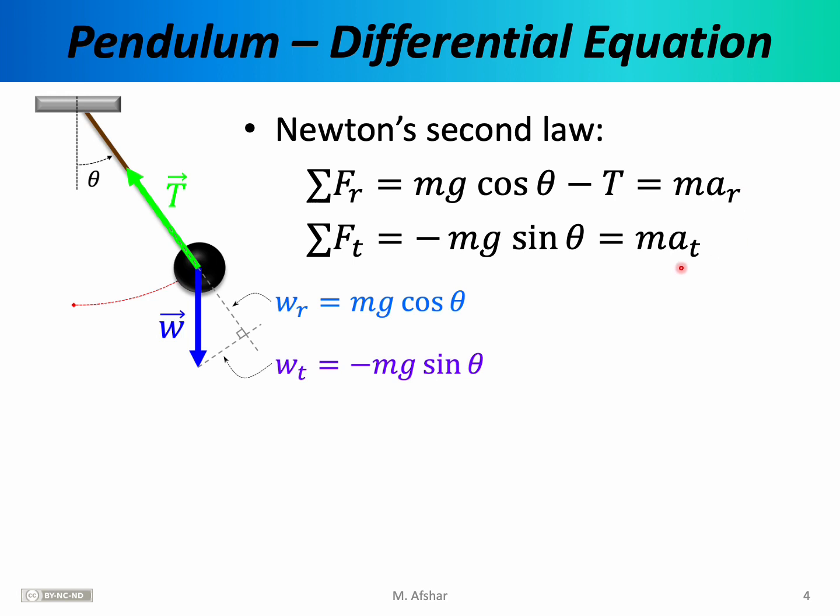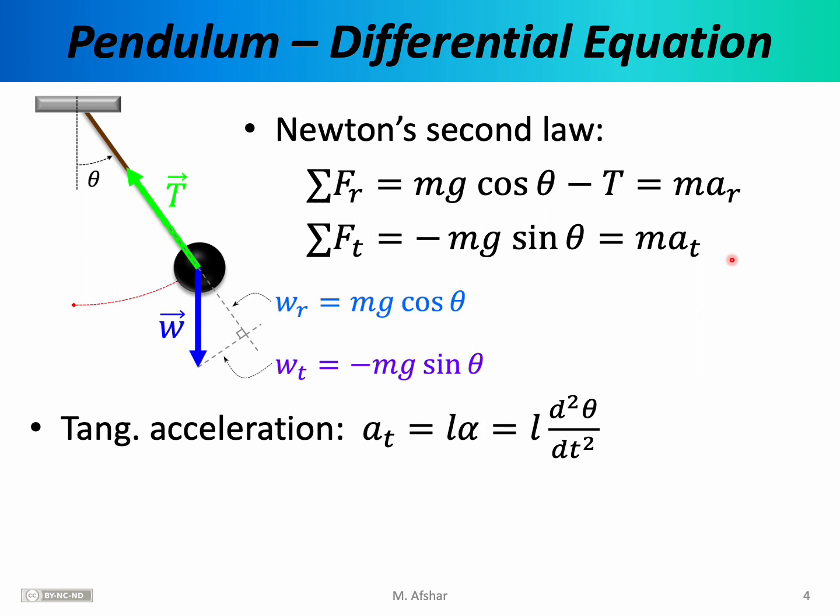For us, it's the second of these two equations that's important. It turns out you could use the first equation to calculate tension if you wanted to, although that's not what we're interested in doing at this point. We want to focus mostly on this tangential equation. On the previous slide, I told you that the tangential acceleration is equal to radius times the angular acceleration.